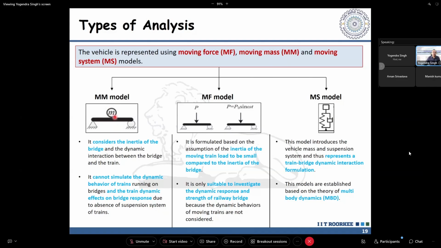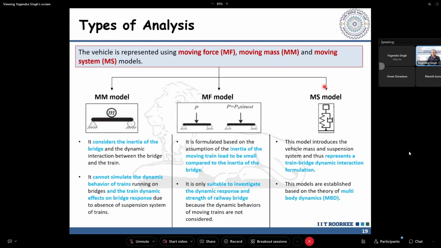So vibrations of the train itself are not considered, but the inertia force due to the train, which is transferred to the bridge, that is considered. So it cannot simulate the dynamic behavior of trains running on the bridge, but it can consider the effect of inertia on the bridge response. In the moving load model, we consider neither the inertia nor the dynamic train-bridge interaction.